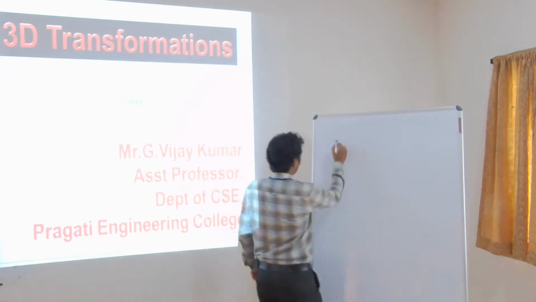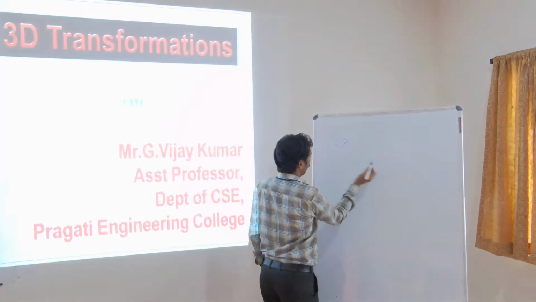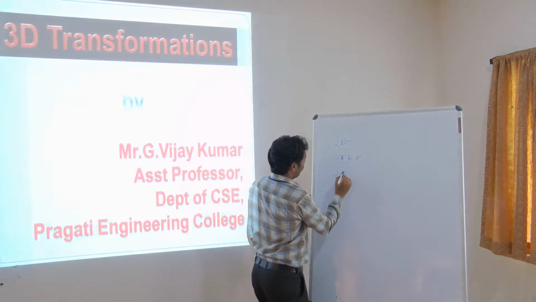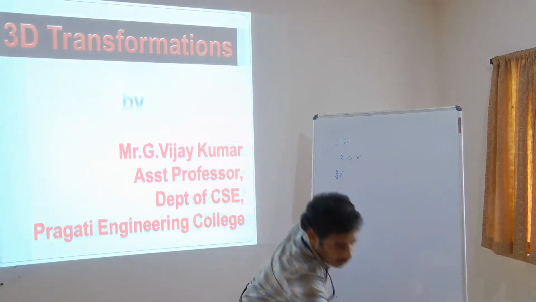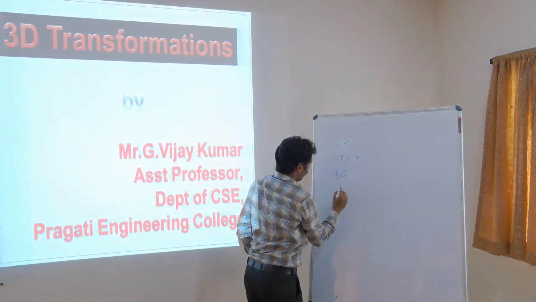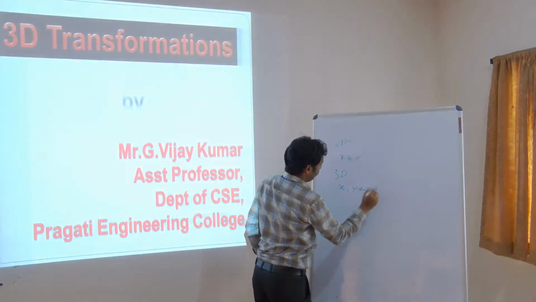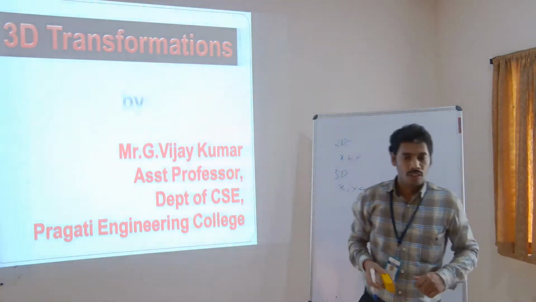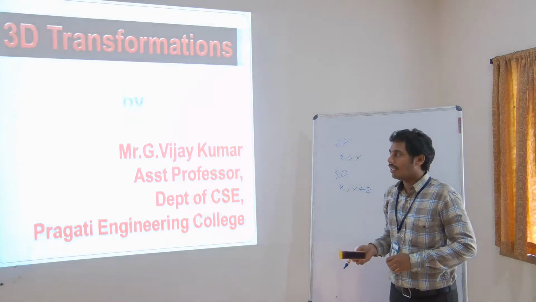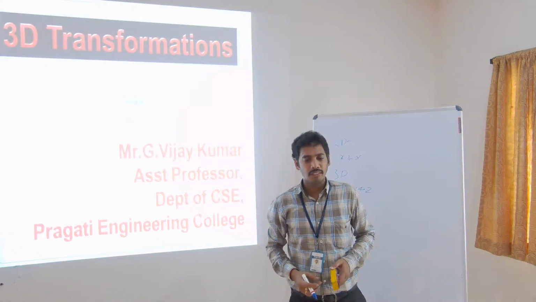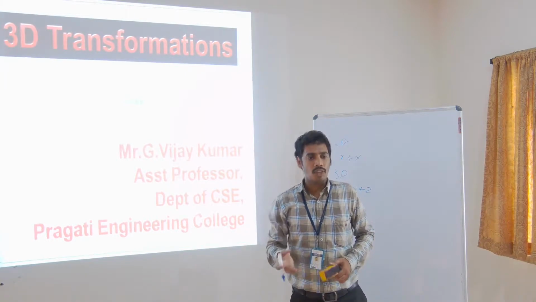That means, in the 2D transformations, you are familiar that we have x and y. So, in 3D, we'll talk about x, y, and z. So in order to represent the transformations in three dimensions, we have three types of techniques here. It's all about translation, rotation, and scaling.